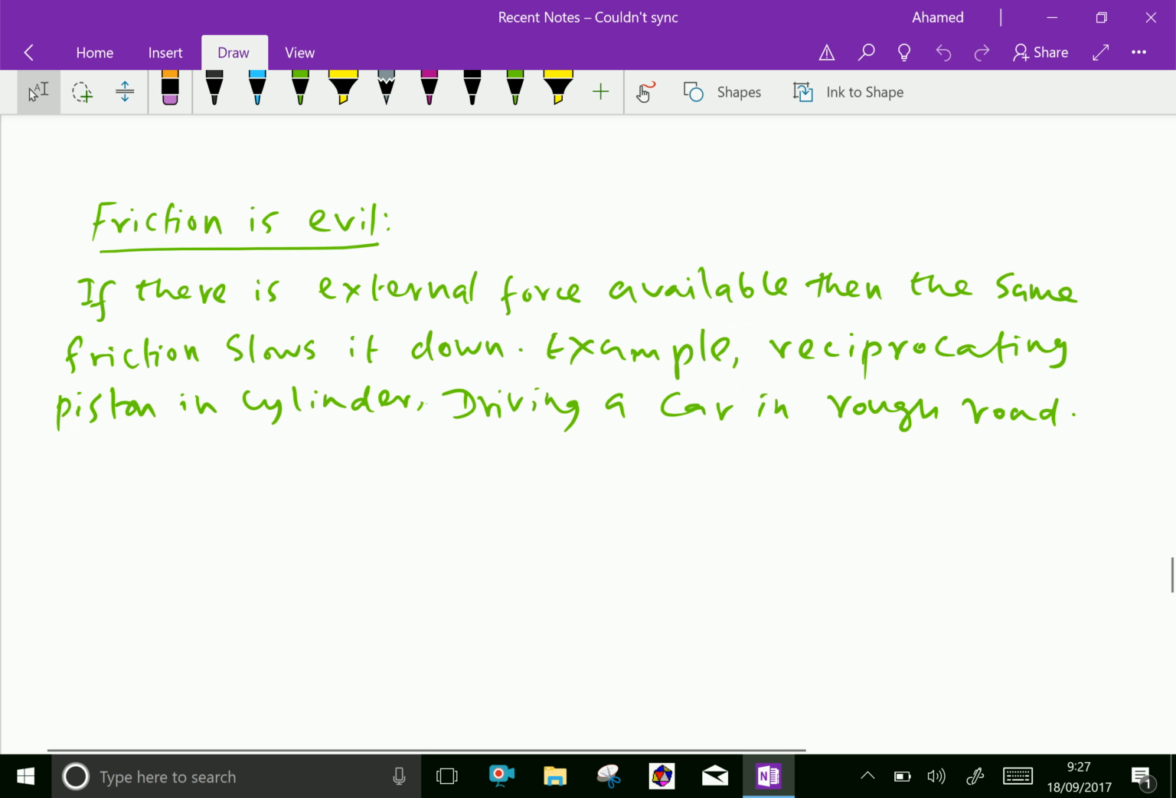Friction is also evil. If there is an external force available, then the same friction slows it down. Examples: a reciprocating piston in a cylinder, driving a car on a rough road. Suppose the machinery parts are old and rust has formed between moving bodies, then it is difficult to move the machinery parts. So the friction between the moving parts must be of limited value. If it is more, there is some external force, and waste of energy must occur. So by that time the friction is evil.